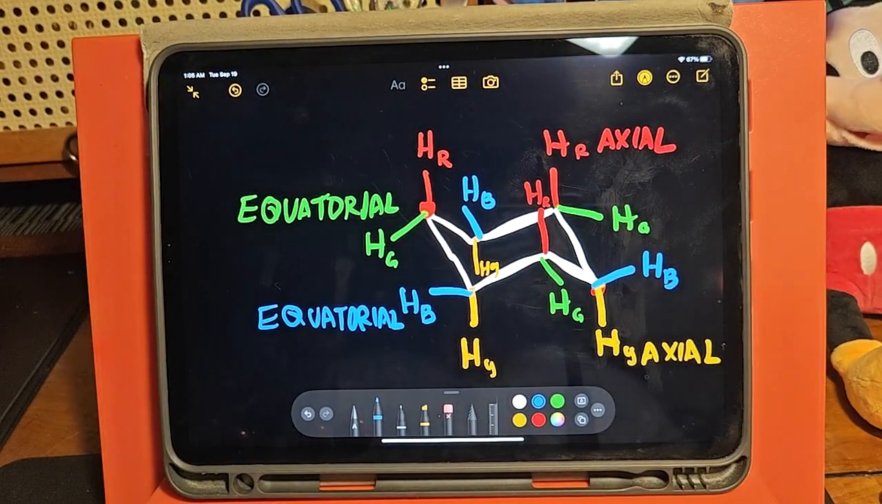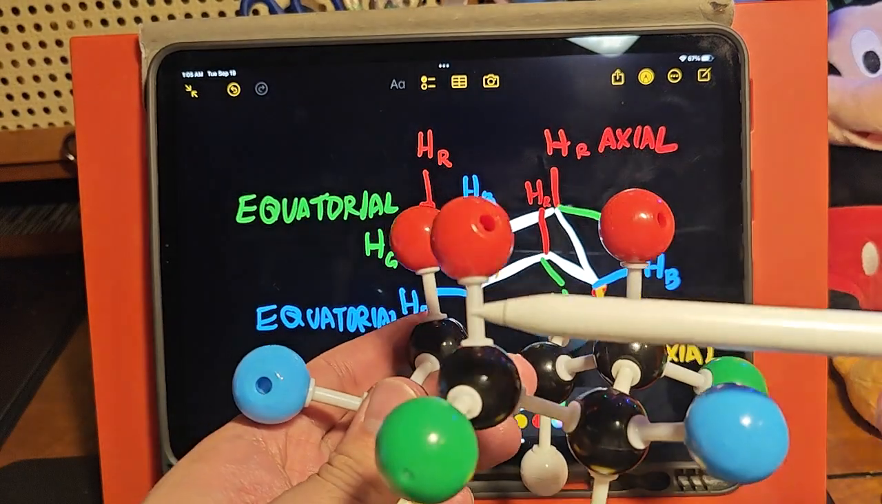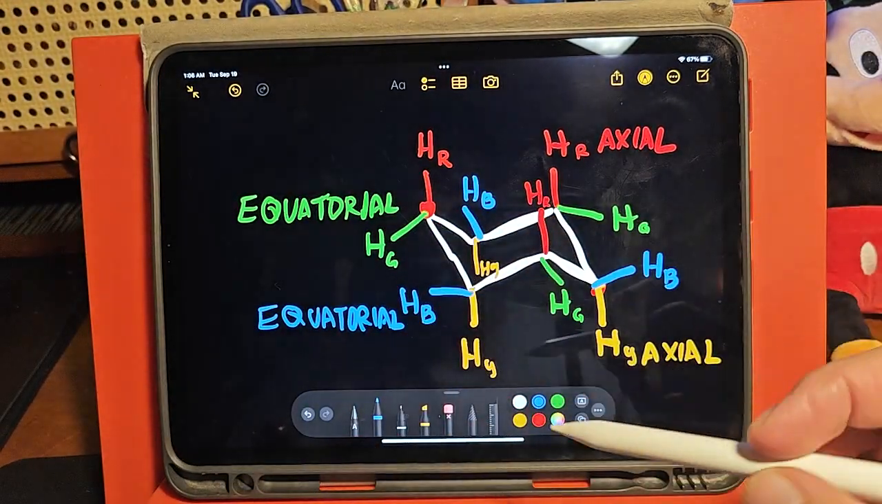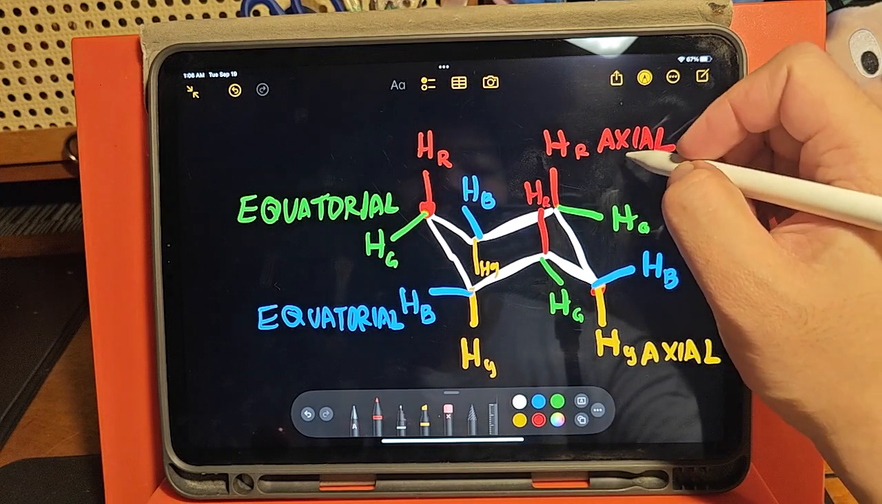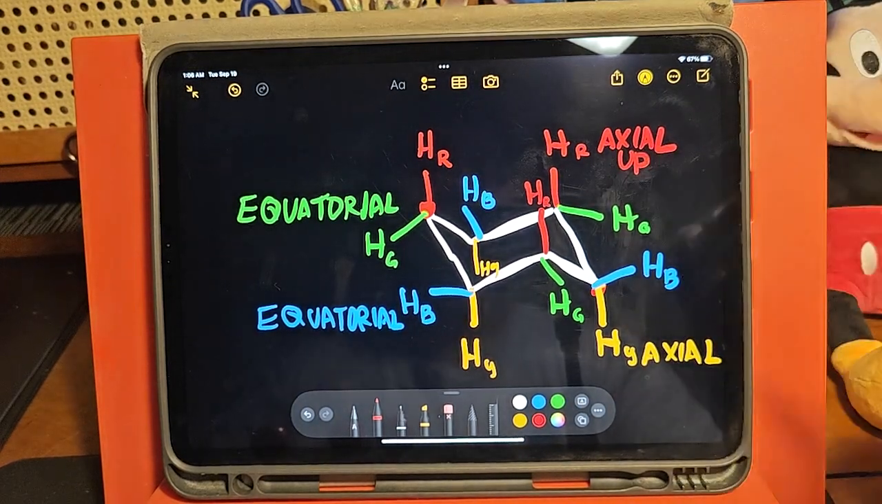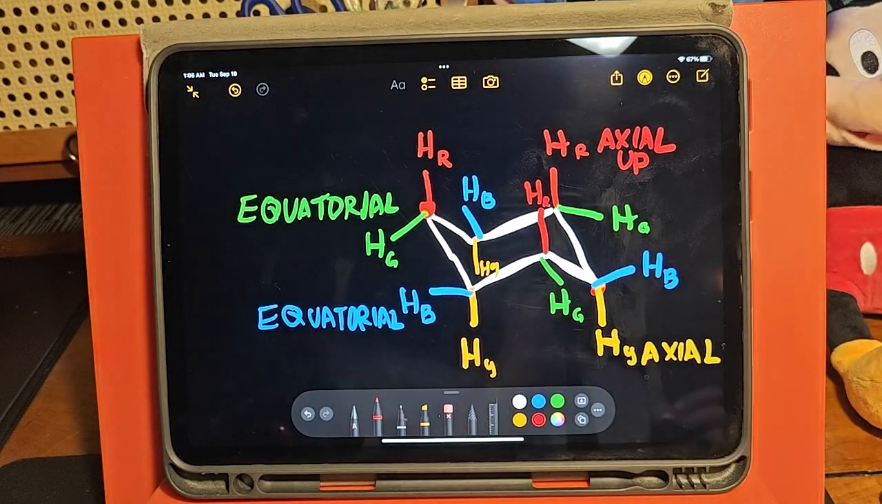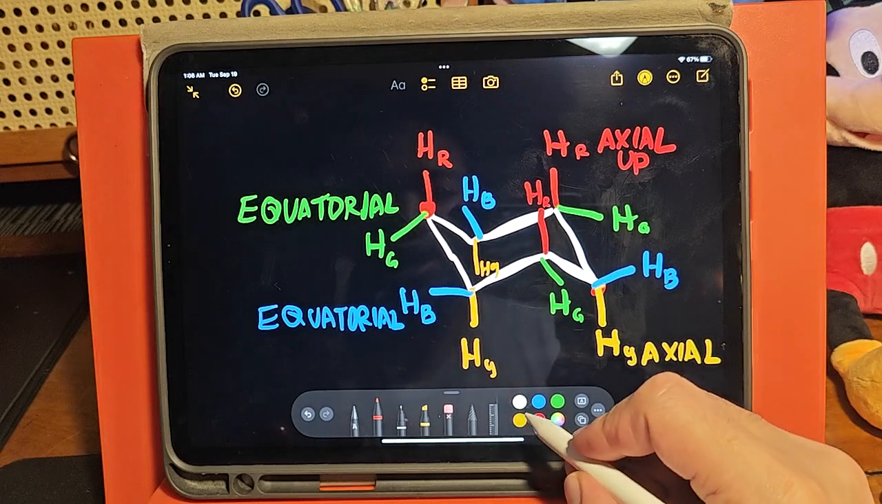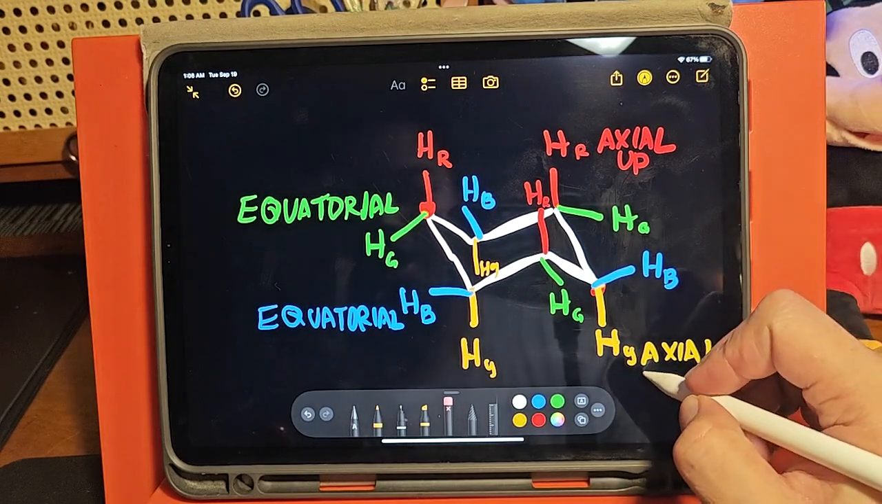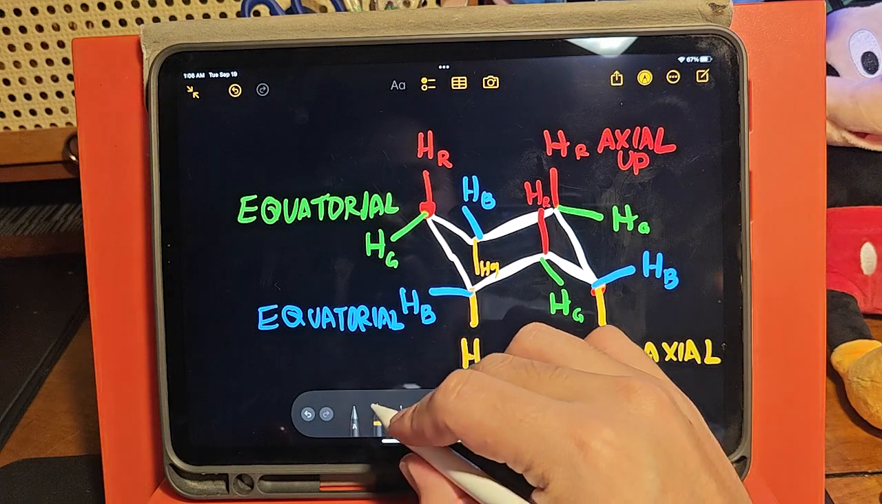Now, there is a reason why I colored them red, blue, yellow, and green. The two axials are different. The two equatorials are also different from each other. The axial positions of these hydrogens going vertically up are known as the axial up positions. And the axials that are going vertically down are the axial down positions.